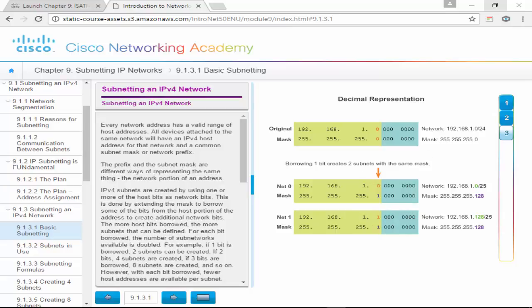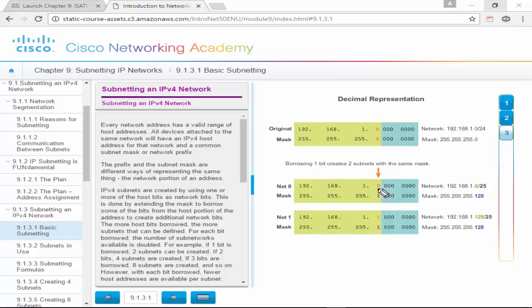Okay, so the borrow bit is our other bit that we have, and I don't like talking about it yet because it's just going to confuse you, but it tells us how many networks we'll have. So if we have one borrow bit, we have two networks. If we have two borrow bits, we'll have 4 networks before we go to the next upward digit on the third octet, or if we're in a class C, or in a class B, the second octet, or in a class A, the first octet.